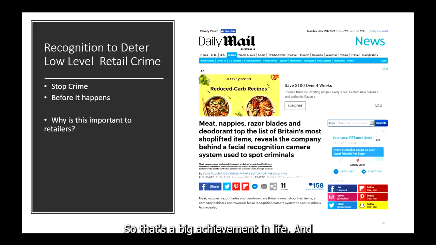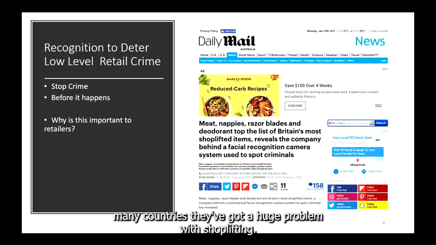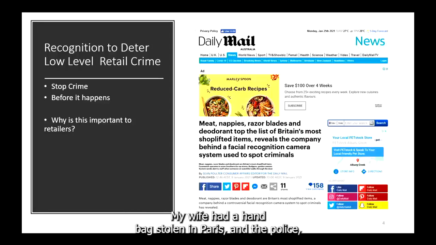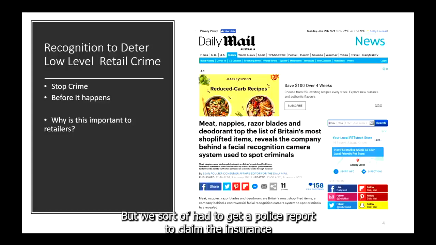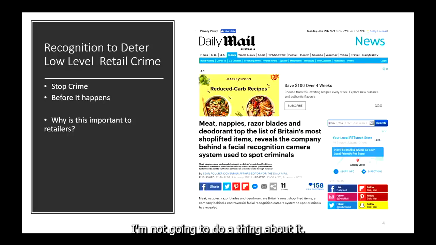What's happening is that in many countries they've got a huge problem with shoplifting. Shoplifting is not a major crime, and it's very hard to get the police to do anything about it or even to prevent it. My wife had a handbag stolen in Paris, and unless somebody's dead, the police don't give a damn. We had to get a police report to claim the insurance, and nobody wanted to fill all that paperwork in because they're not going to do a thing about it.